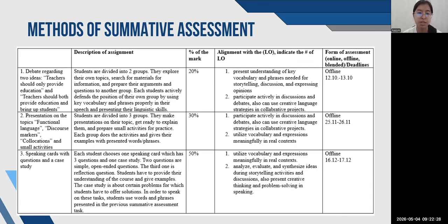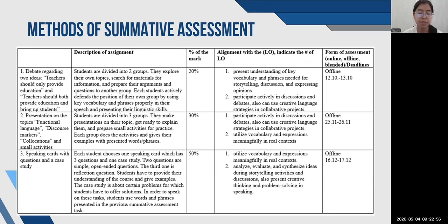So here's a method of summative assessment. We have created 3 tasks for this type of assessment. The first is debate regarding 2 ideas. Students will be in 2 groups. They will choose their own topic. The first is teachers should only provide education. The second is teachers should both provide education and bring up students. So they will prepare for own topic and give their arguments.